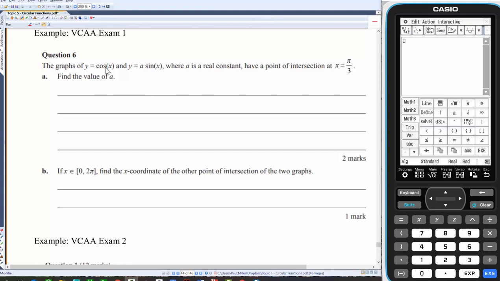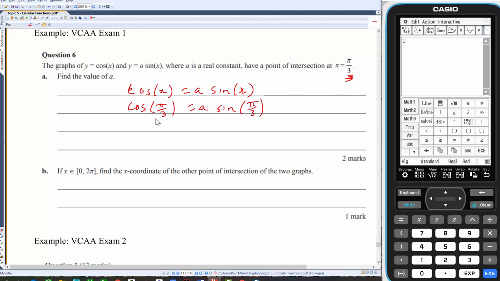The graphs of y equals cosine x and a sine x, where a is a real constant, have a point of intersection at x equals pi on 3. Find the value of a. If those functions intersect, they're going to be equal to each other, and this will be true when x is equal to pi on 3. So cos of pi on 3 equals a sine pi on 3.